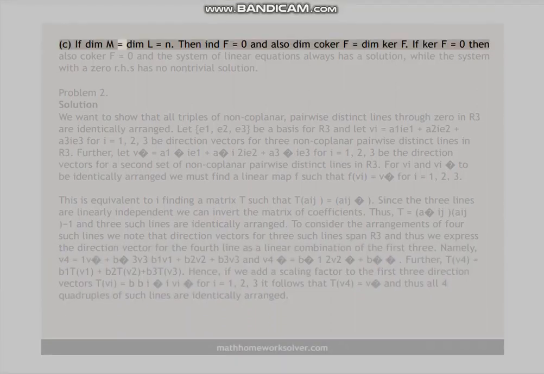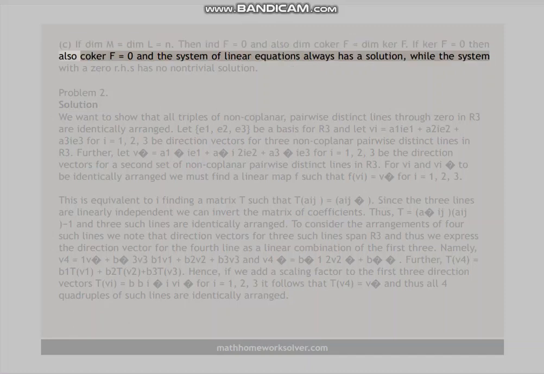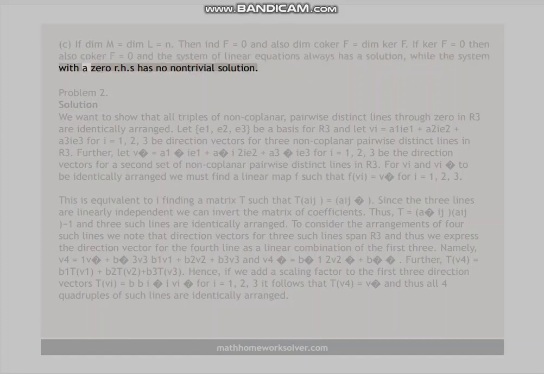C. If dim M equals dim L equals n, then Ind F equals 0 and also dim Coker F equals dim Ker F. If Ker F equals 0, then also Coker F equals 0, and the system of linear equations always has a solution, while the system with a 0 right-hand side has no non-trivial solution.